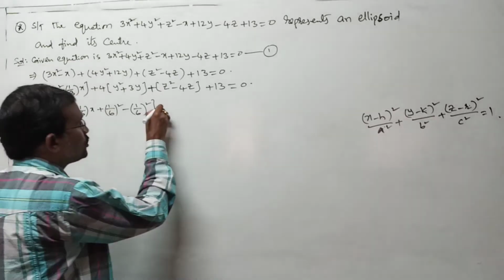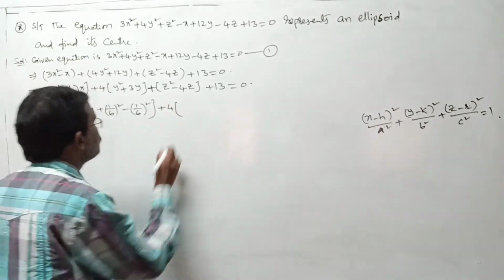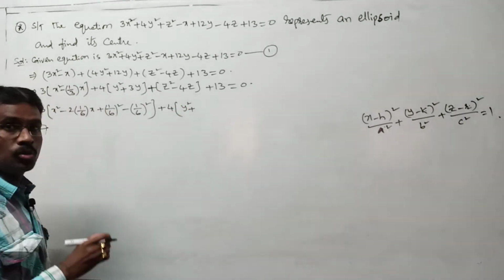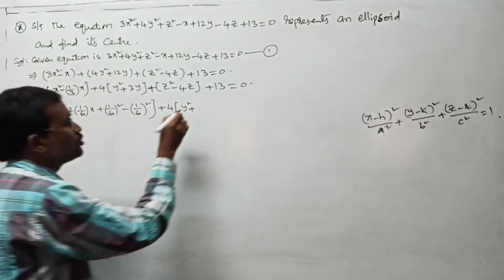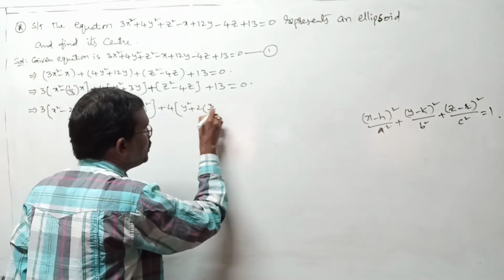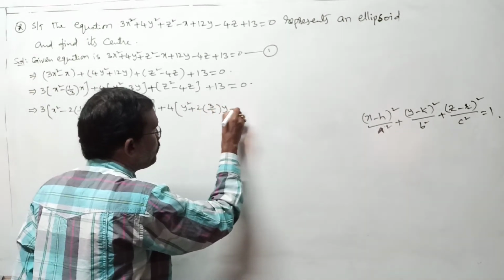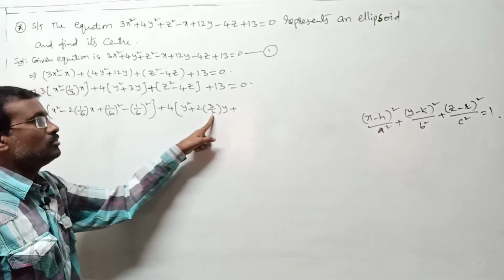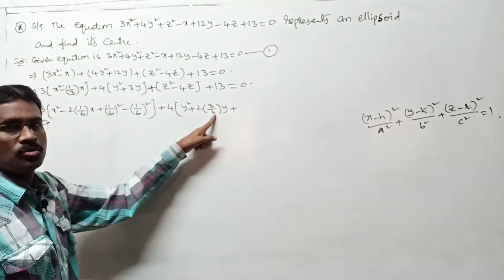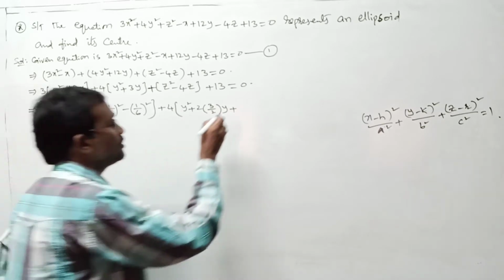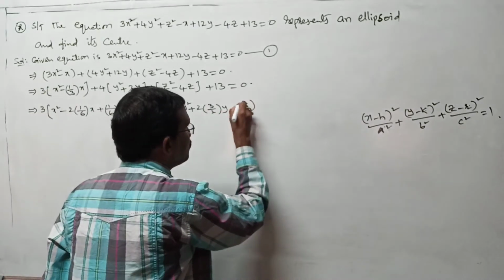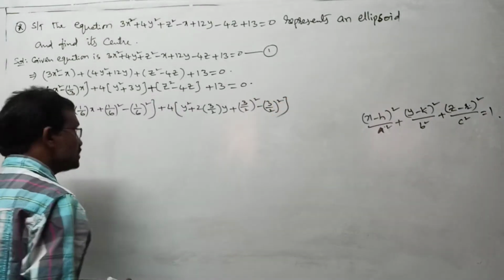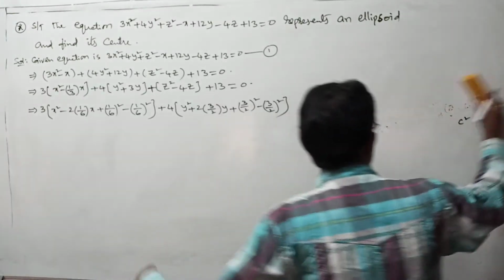Like this go for next term, plus 4 into, here also a square plus 2ab, multiply and divide with 2, 2 into 3 by 2 into y, plus 2ab, b term is what? 3 by 2. B square term means what? 3 square by 2 square means 3 by 2 whole square, add and subtract. 3 by 2 whole square minus 3 by 2 whole square. Any problem is there? Next go for third term.